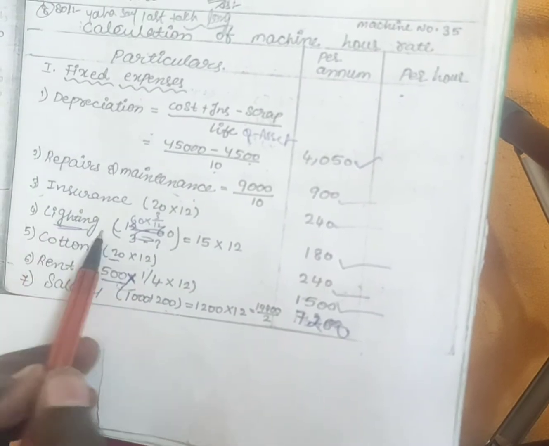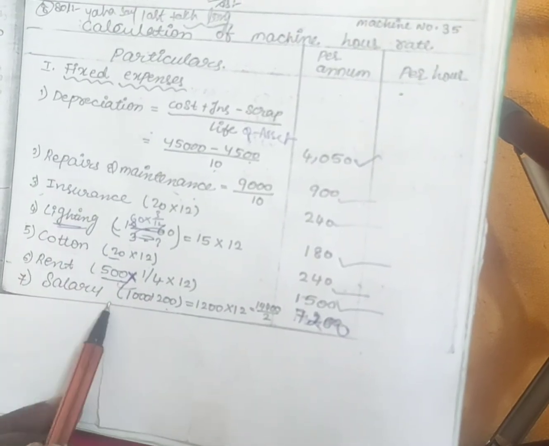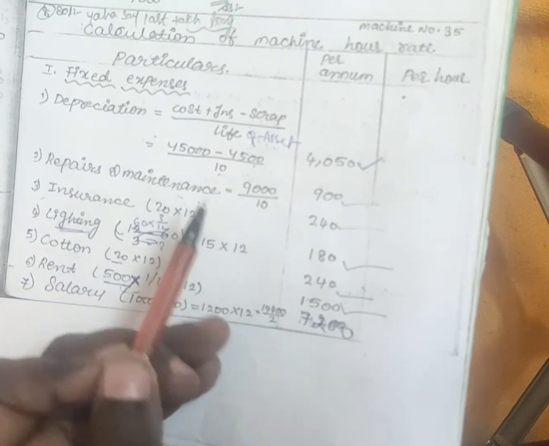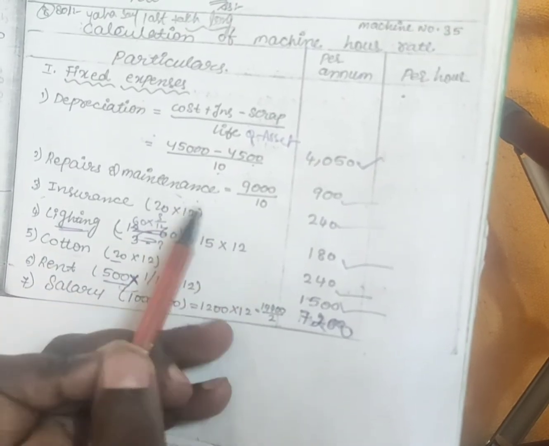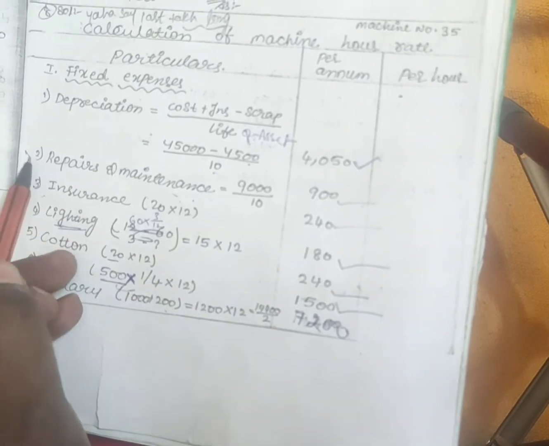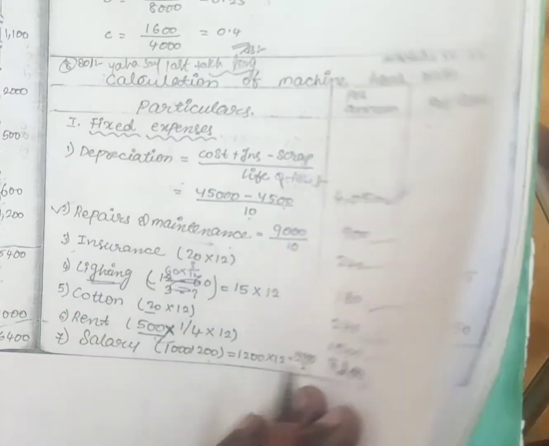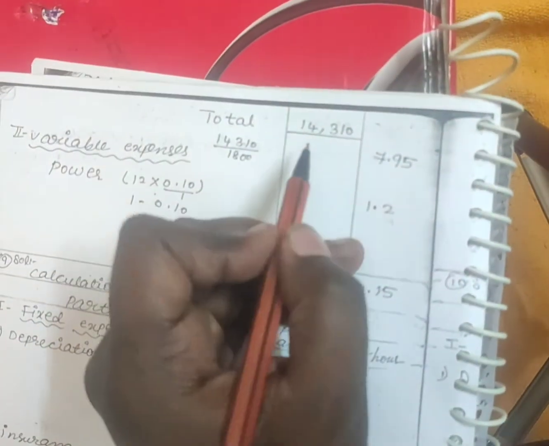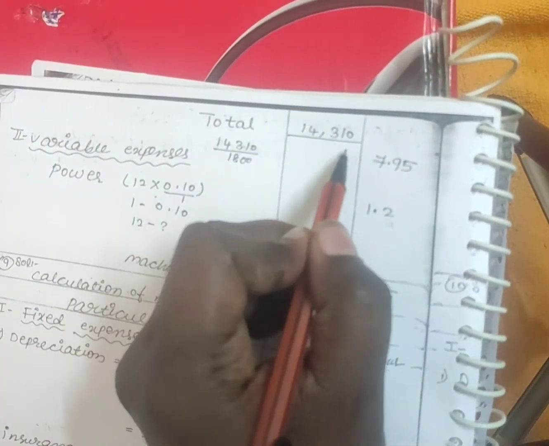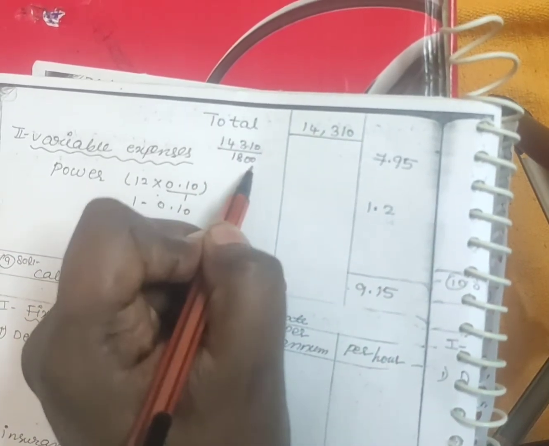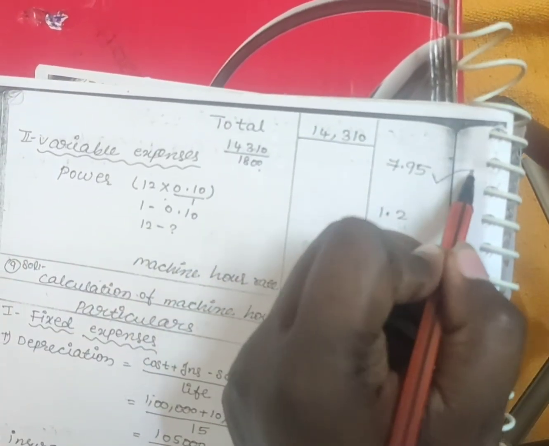So now, these all are fixed expenses. Why? Because lighting is fixed, cotton is fixed, rent is fixed, salary is fixed. Repairs and maintenance are sometimes variable, sometimes fixed. Here he took it as fixed. Even if you take it as variable, no problem. Generally it will be variable. Now, the total fixed expenses are 14,310 per annum. 14,310 by 1800 is 7.95 per hour.